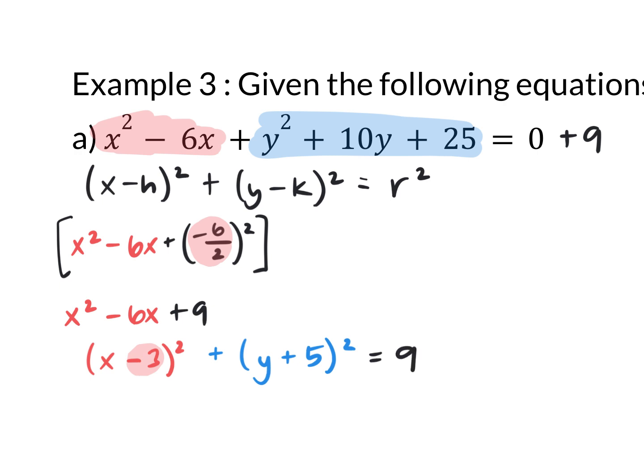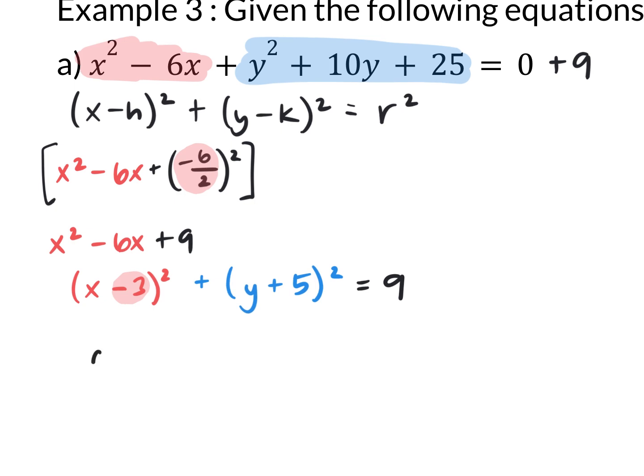So my center from this equation we can tell is at what coordinate point? Opposite. It's always minus h minus k, so it's going to be positive 3 and negative 5 for my center. And then my radius, what's my radius going to be? 3.